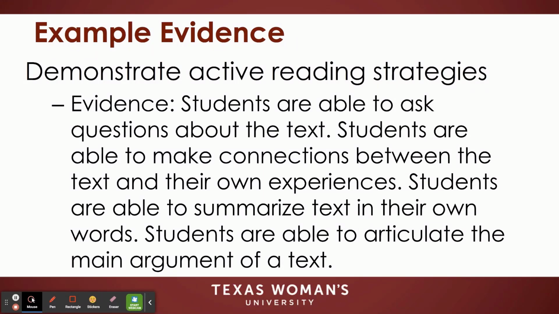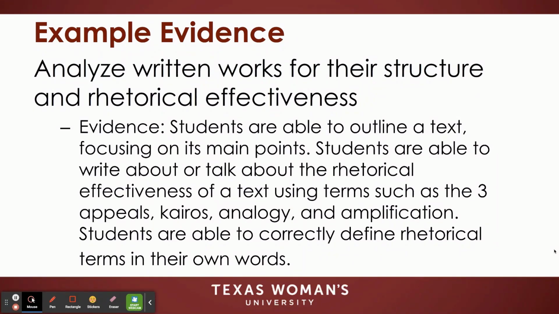For demonstrate active learning strategies, students are able to ask questions about the text, students are able to make connections between the text and their own experiences, students are able to summarize text in their own words, whether that's in spoken word or written word, and students are able to articulate the main argument of the text, either in class or in a session, speaking or writing. For the second objective, analyze written works for their structure and rhetorical effectiveness.